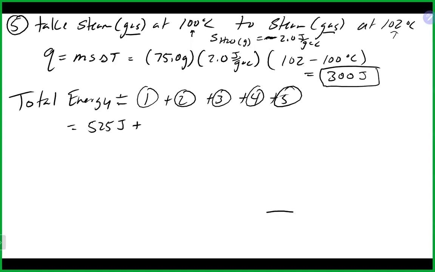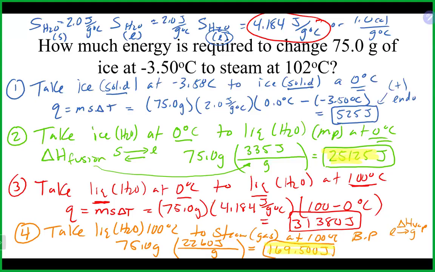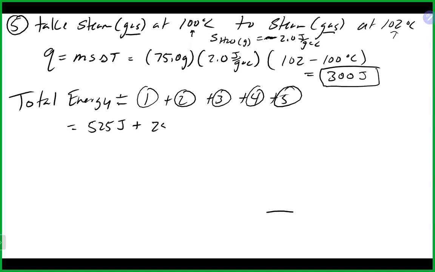And then we had 25,125 was our second step. Then we had 31,380, our third step. Our fourth step required 169,500. And our last step required about 300 joules.